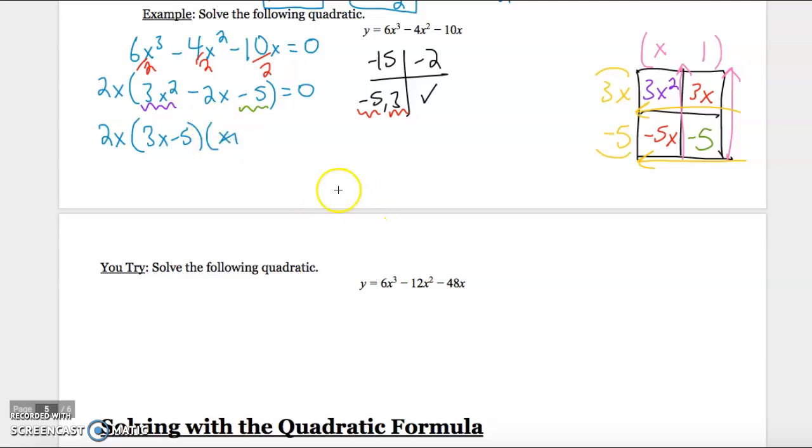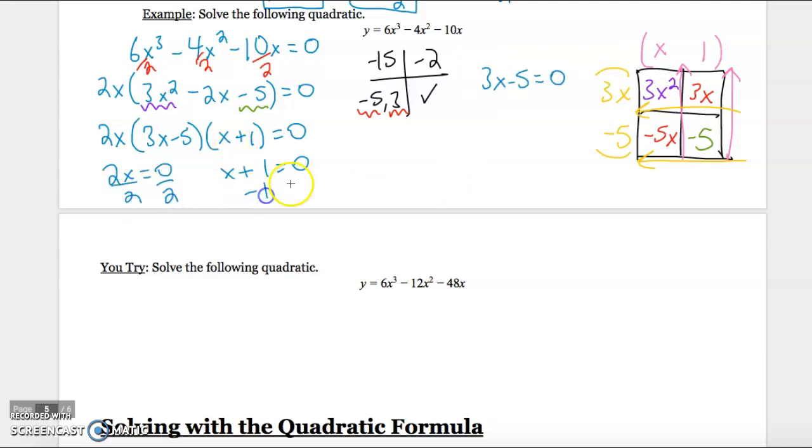This is why it's so important to keep your GCF out front, because at the very end, this GCF is actually going to be a factor. So I'm taking my 2x, setting it equal to 0. I'm taking my x plus 1, and I'm setting it equal to 0. And then I'm taking my 3x minus 5, and I'm setting it equal to 0. So divide by 2, minus 1, minus 1.